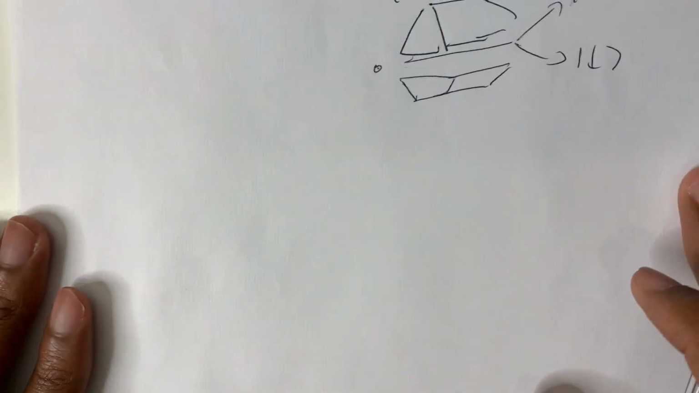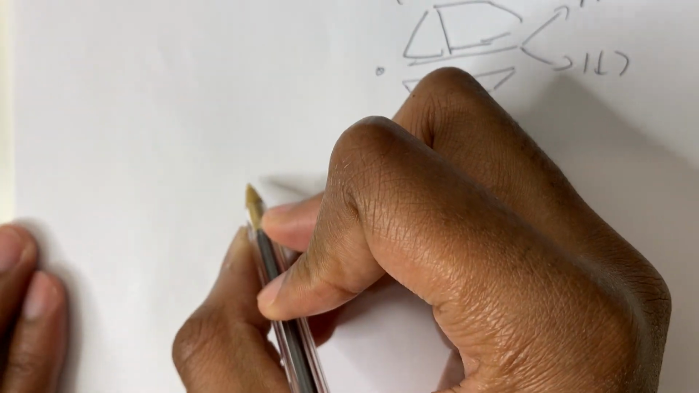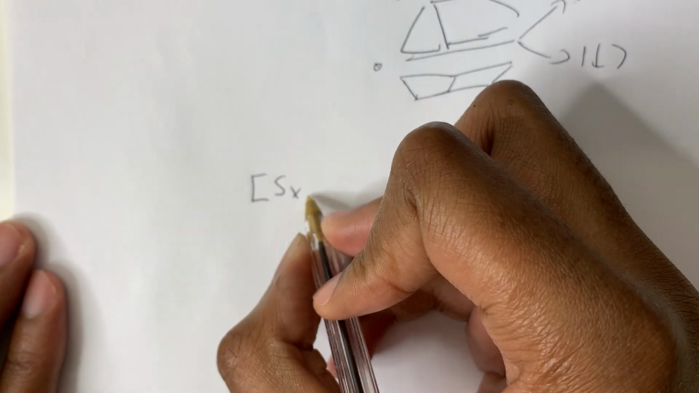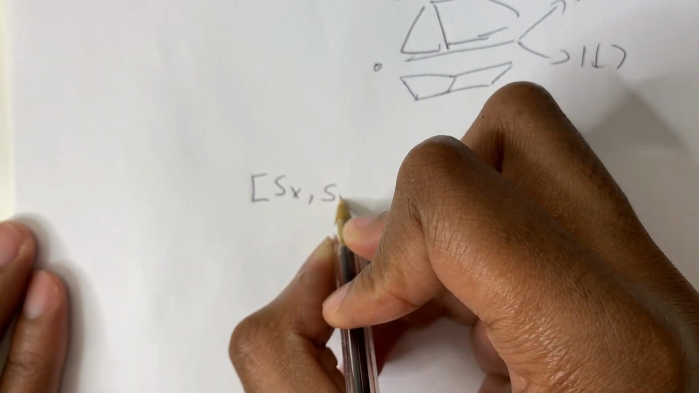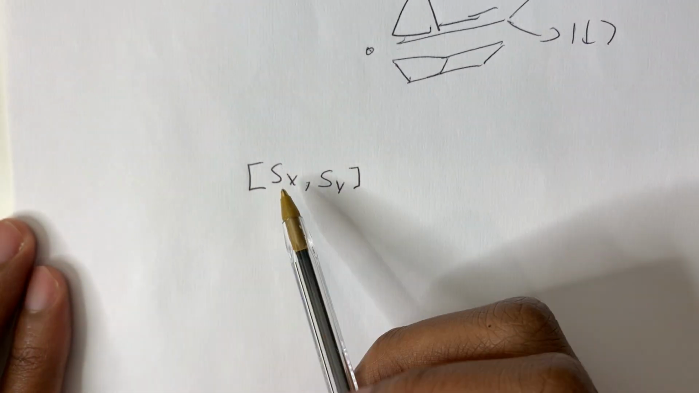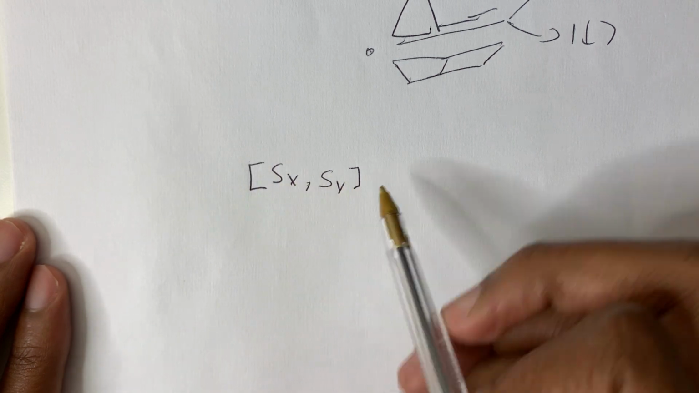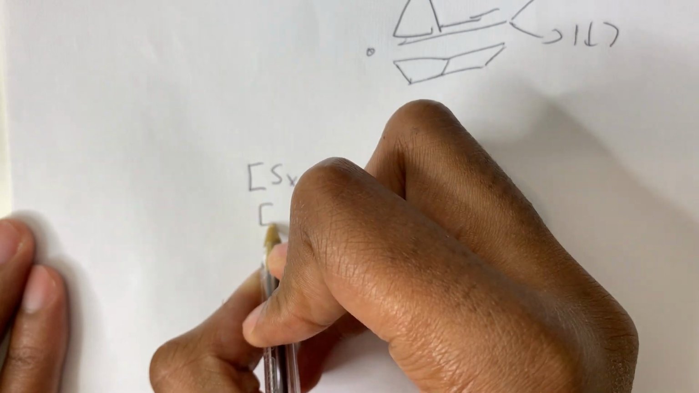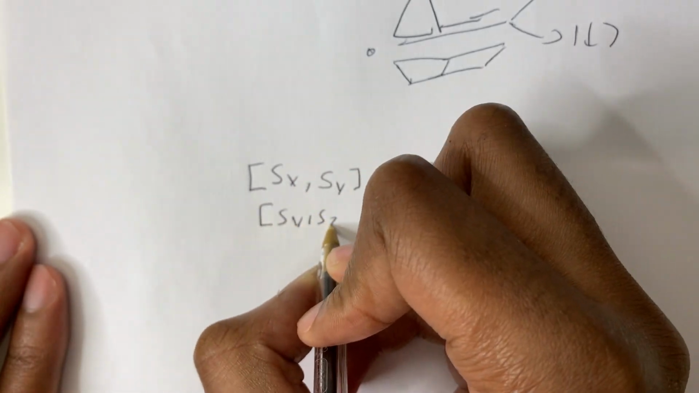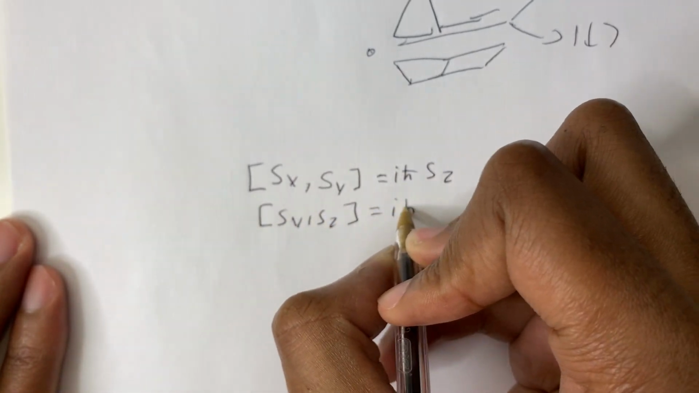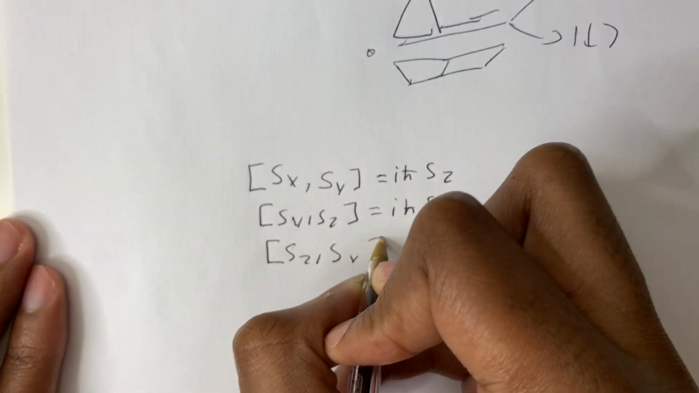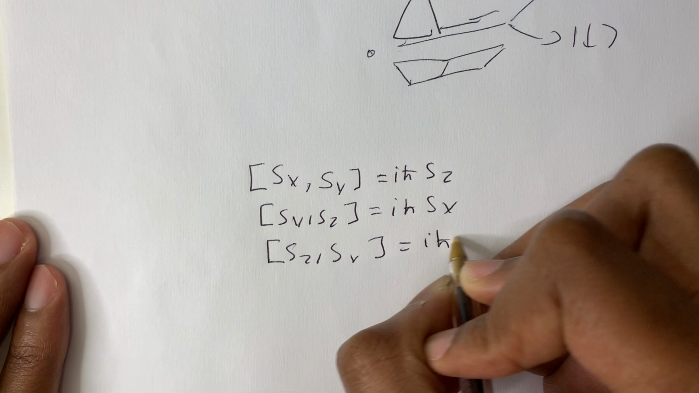So let's start. What we do is we define commutation relations of spin operators. We define the commutator between Sx and the Sy operator as i h bar Sz. The commutator of Sy and Sz is going to be i h bar Sx. And the commutator of Sz and Sx is going to be i h bar Sy.